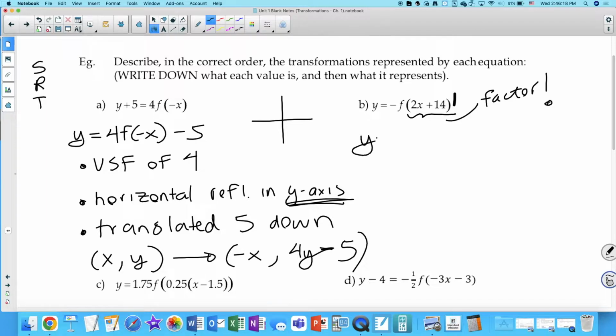Okay, so I'm going to rewrite this as y equals negative f of 2 times x plus 7. So let's start with stretches. So you're looking at your A and your B value. And for stretches, we really just look at the magnitude, right? The numerical, the absolute value, rather than whether there's a positive or a negative. Okay? So are there any stretches here? Horizontal stretch by a factor of 1/2. Good.